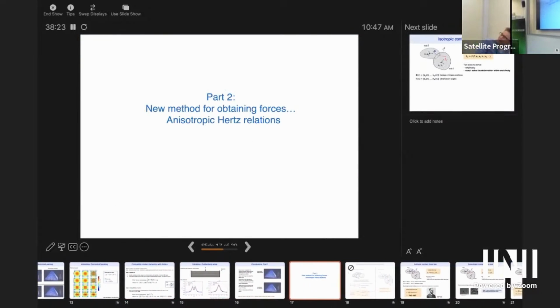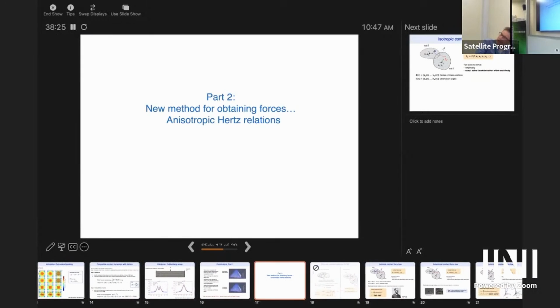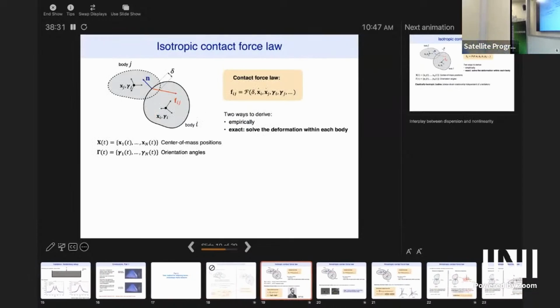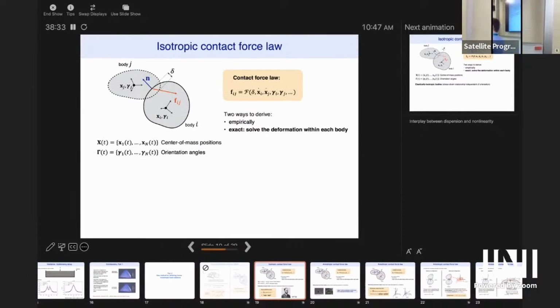So, new methods for obtaining forces. Anisotropic Hertz relations. Okay, let's talk real quick about this, so let's go back to the world of soft DEM. Okay, so I told you how to get rid of tracking overlaps. And now let's go back and track overlaps. Okay.